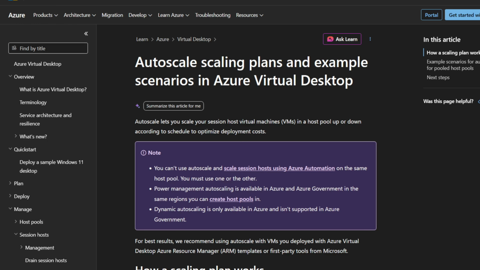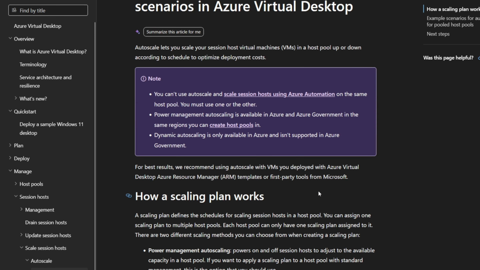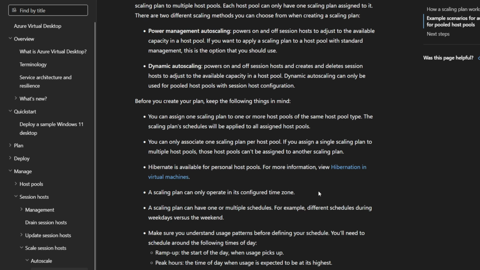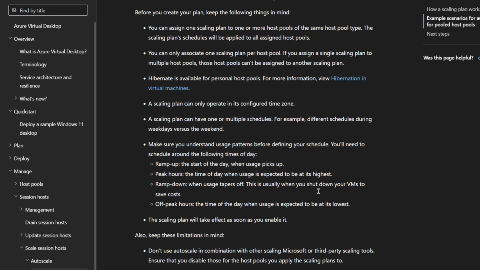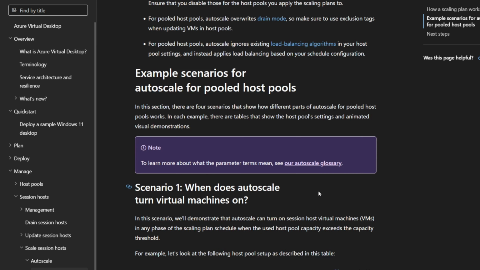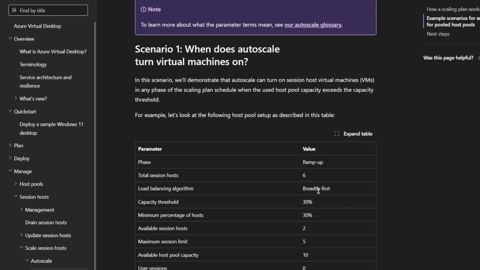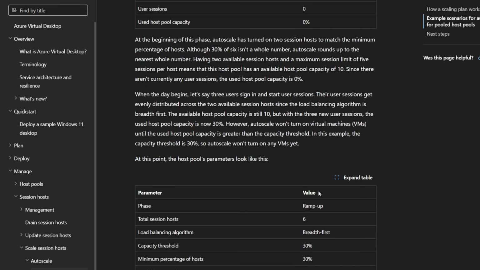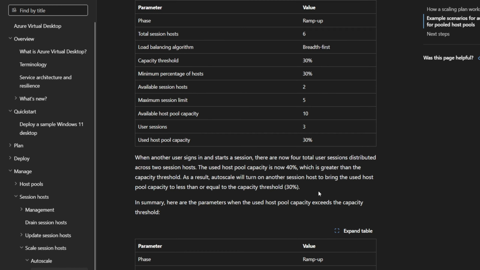The easiest way to misunderstand autoscaling is to think of it as a cost-saving feature. That's what most people focus on first, turning machines off when they're not needed. But that's not really its primary job. Autoscaling is trying to balance performance and cost at the same time, and these two things don't always line up nicely. Sometimes keeping performance stable means running more hosts than you'd like. Other times you can aggressively reduce capacity without anyone noticing.